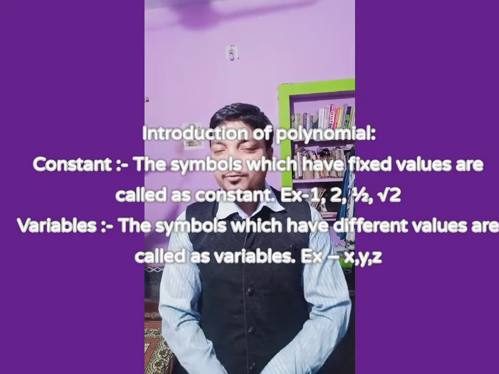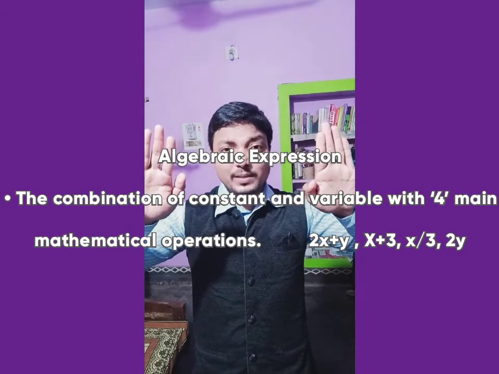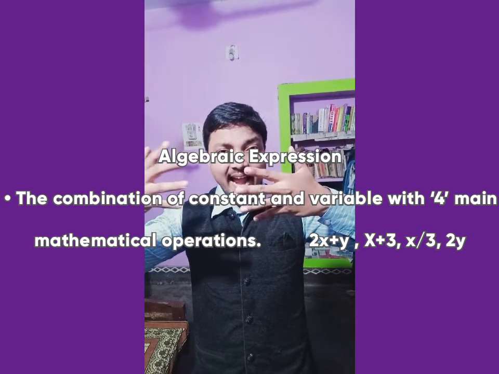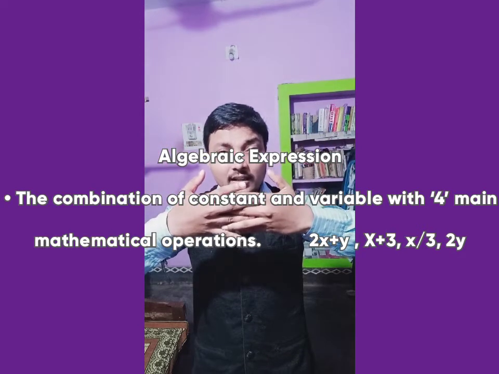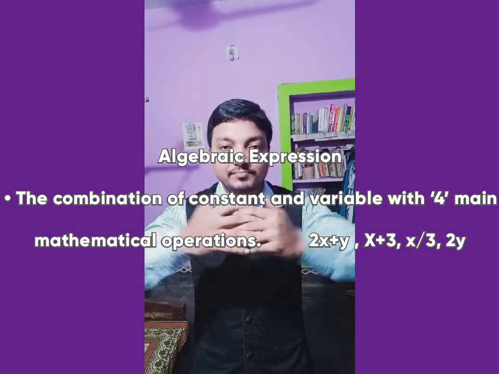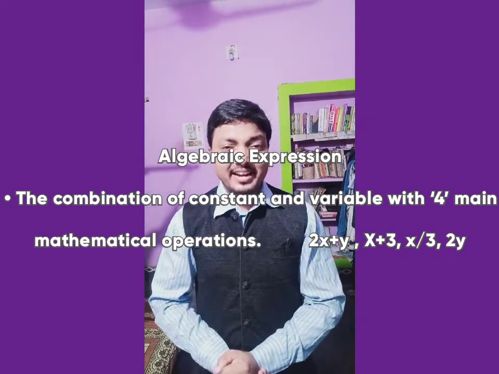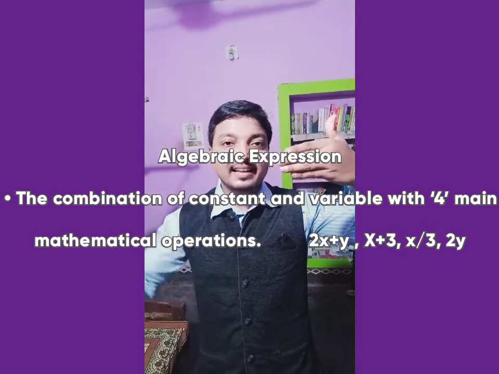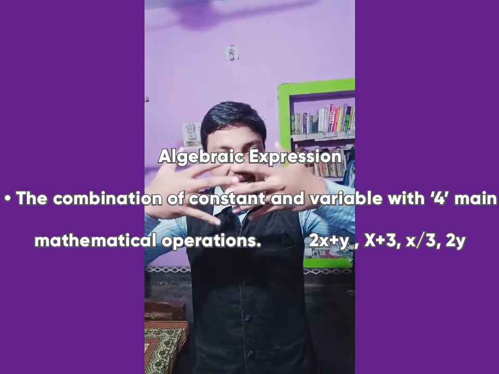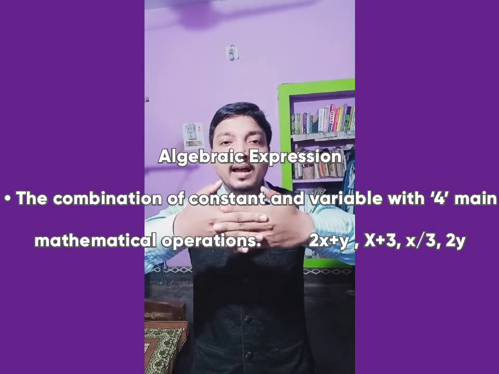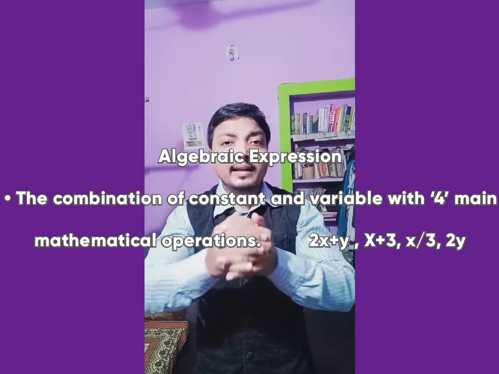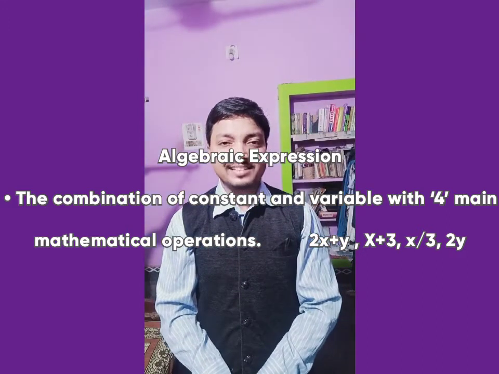Ready? So now we will discuss the algebraic expression. First we discussed the constant, then the variable. Now we will discuss the expression, meaning algebraic expression. Remember, an algebraic expression is the combination of constants and variables with the main four algebraic operations: addition, subtraction, multiplication and division. First I gave the definition of the constant, then the definition of the variable. Whenever constants and variables are combined with each other by using the main four mathematical operations, that is called our algebraic expression.